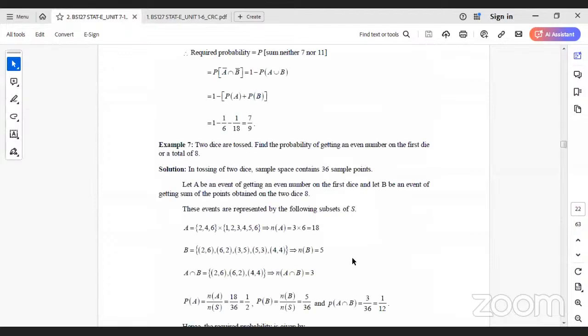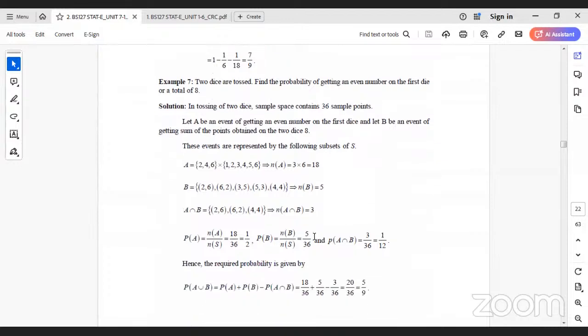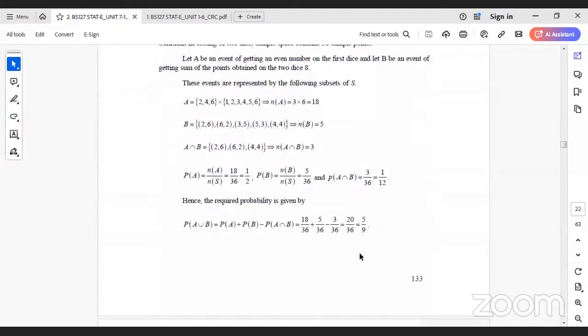Sum of the points obtained on the two dice is 8, that is what they said. Yes, 8. You have to sum both the numbers; the total should be 8. Clear? Good. So for 8 we need two numbers, so n of B is equal to 5. Now for the intersection, the common values are 2 6, 6 2, 4 4, so the intersection is 3. So 18 by 36, that is 1 by 2, then 5 by 36, then 3 by 36. 18 by 36 plus 5 by 36 minus 3 by 36 is equal to, do it once and give the output.